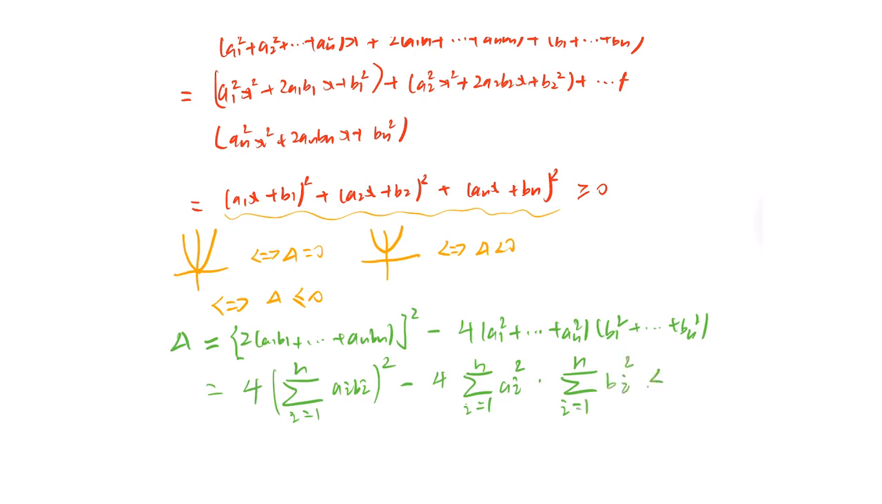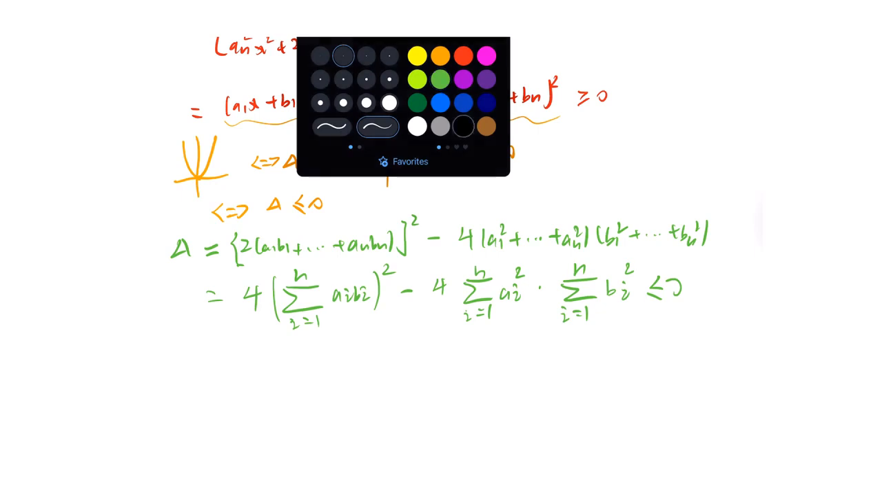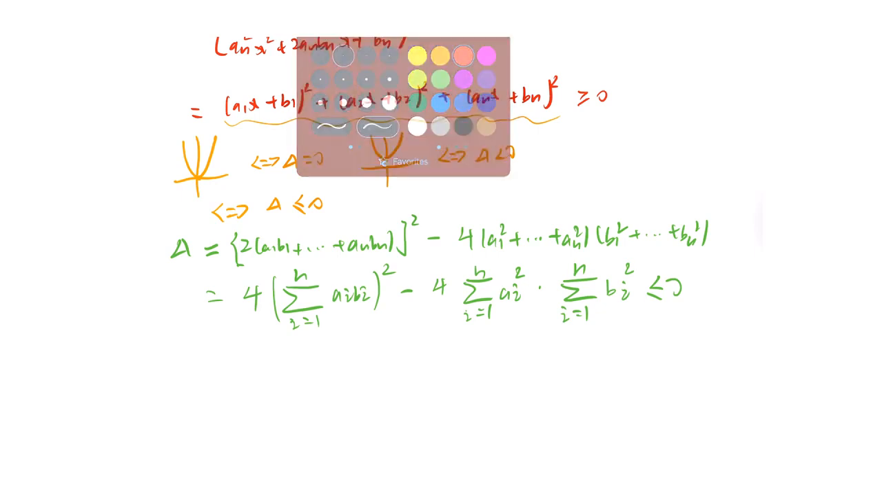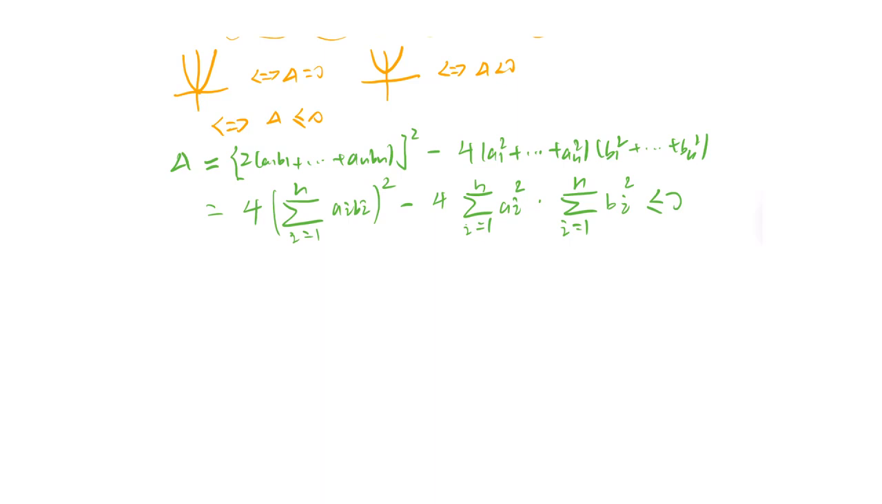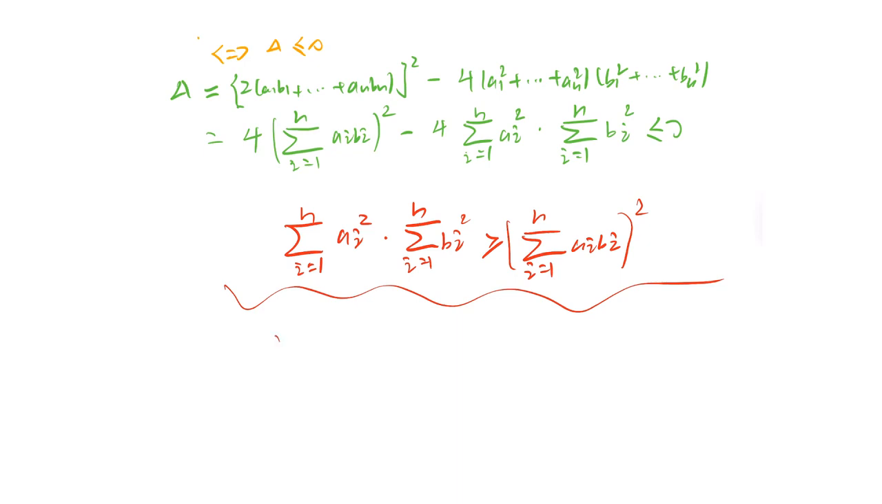And since this is smaller or equal to 0, we can get the final inequality: the summation of ai squared times the summation of bi squared is always larger or equal to the summation of ai bi, squared. And this is known as the Cauchy-Schwarz inequality.